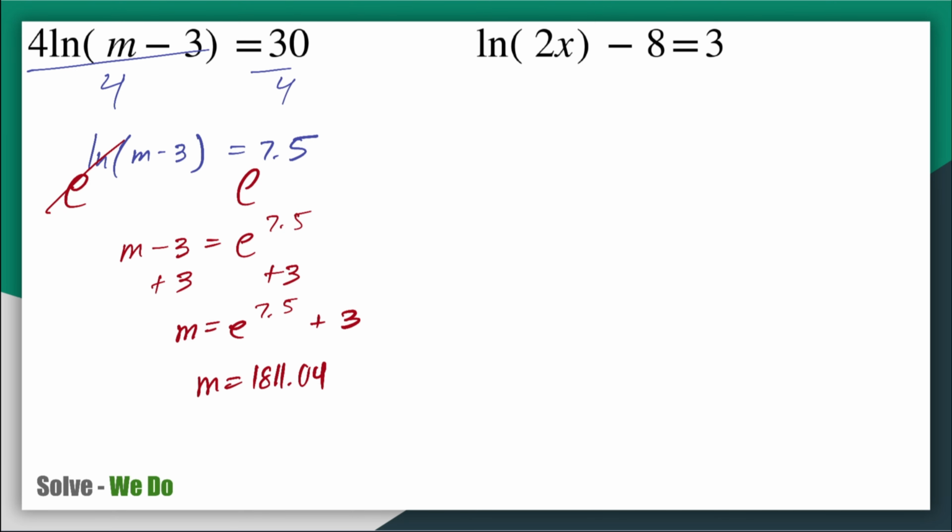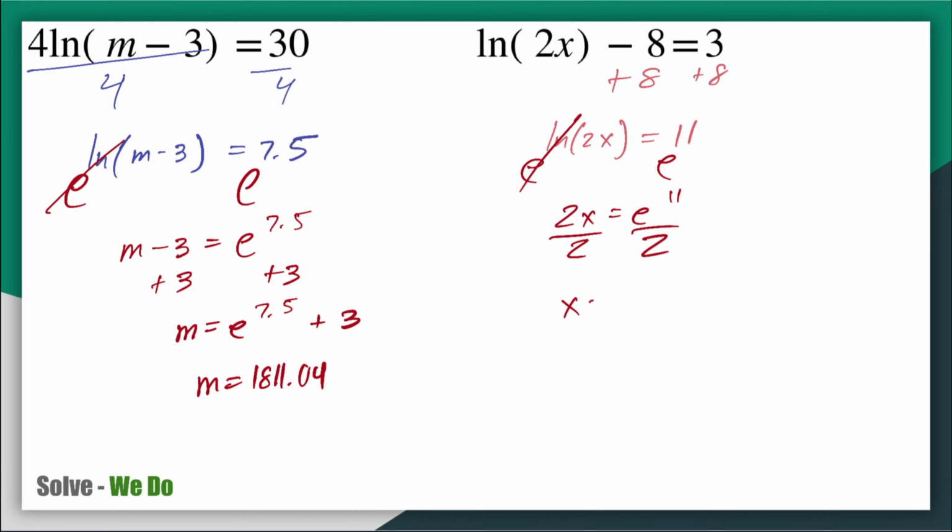All right, so hopefully you got that, right? You add 8 to both sides. You get the natural log of 2x is equal to 11, right? And then, so it's isolated, and now I need to do e to the power of each side, okay? That cancels this. I get 2x is equal to e to the power 11. I divide by 2, and I get x is equal to e to the power of 11 divided by 2, okay?